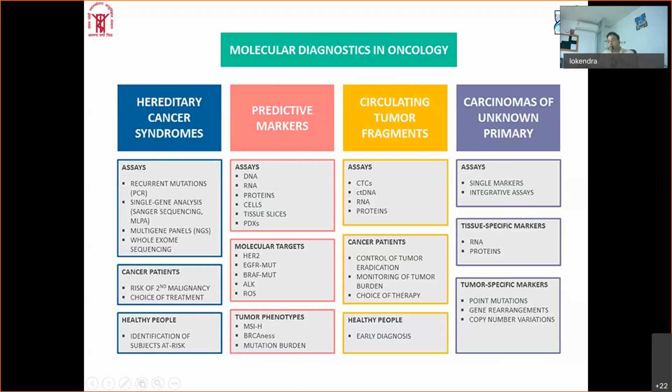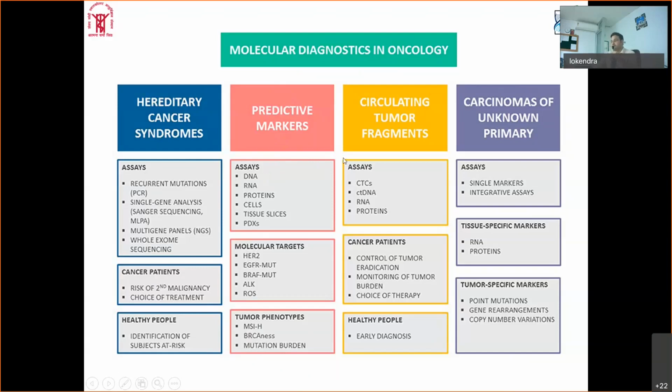Tumor phenotype, for example, microsatellite instability assays. This is generally used in case of colorectal cancer. BRCAness, again breast cancer, and mutation burden. So all these assays or methods are used as predictive markers. And to analyze these predictive markers, different types of assays are used, which are dependent on various biomolecules.